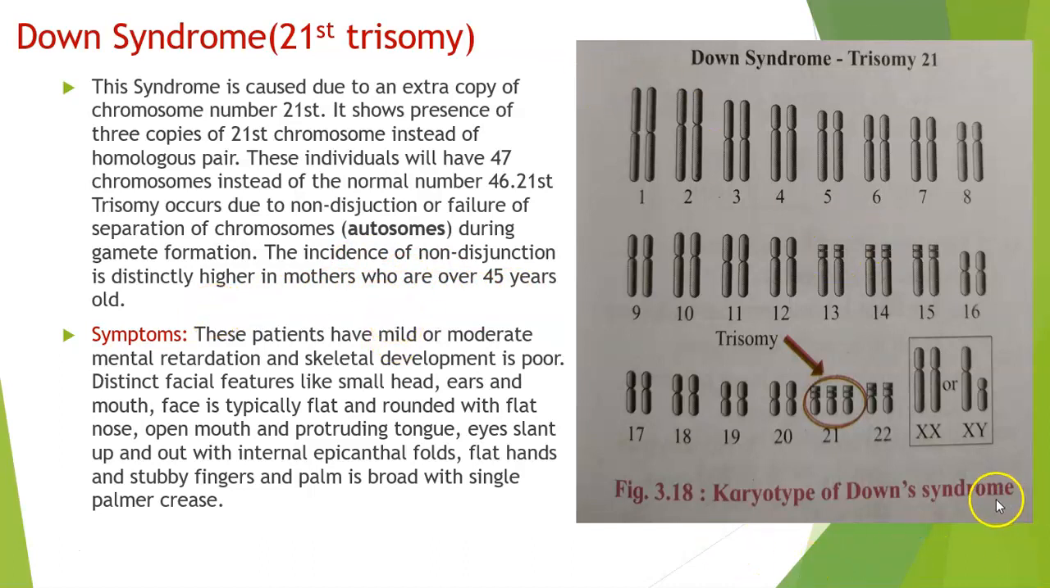I've put up a karyotype of Down syndrome. You can see all the 23 pairs of chromosomes are put up, and you can observe that for the 21st chromosome, instead of 2, you have 3, which gives rise to this disorder called Down syndrome. Some of the symptoms that the patients show are mild or moderate mental retardation, poor skeletal development, small head, ears, small mouth. The face is typically flat, rounded with a flat nose, open mouth, protruding tongue, eyes slant up and are slightly moved out. So these are some of the symptoms that we commonly see.